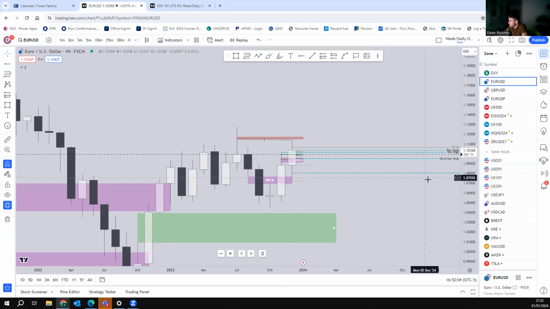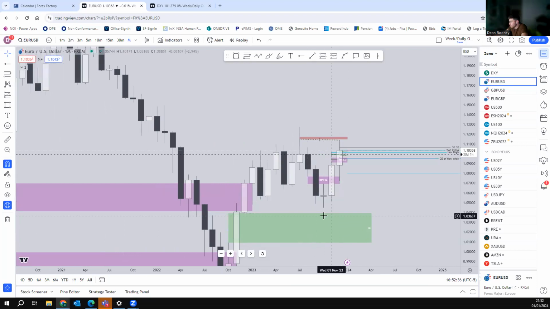Basically 1.08052. So I'll delete that now. And that's the center of the consequent encroachment, you call that, of this wick. Now, if price came down lower, I probably would want to see this support price. I wouldn't want to see it close below here because I don't see a reason for it. Otherwise, my theory is completely wrong.